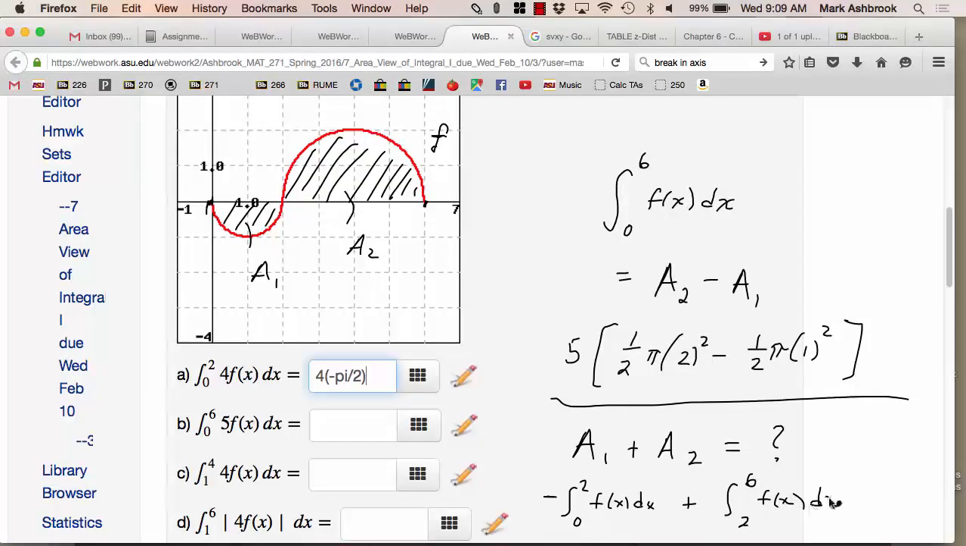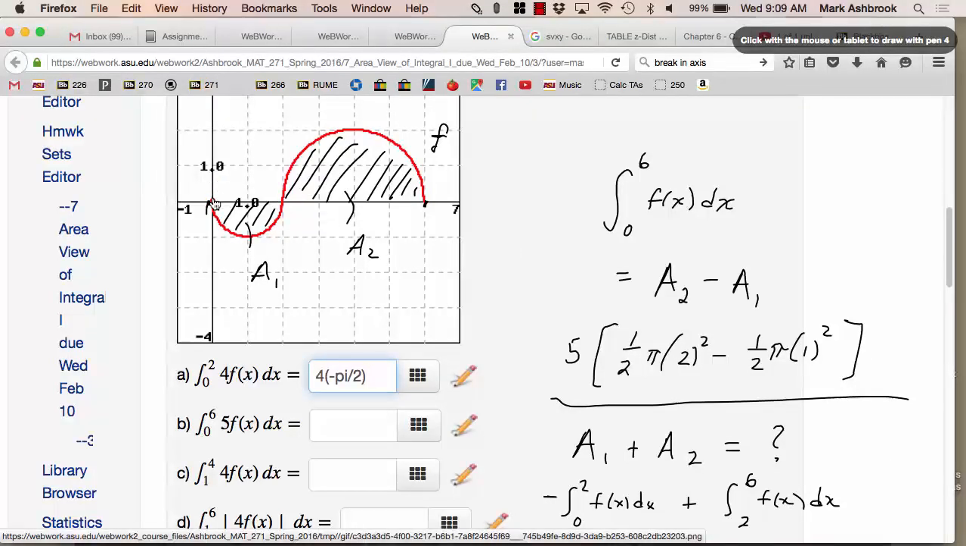Do you see that that will truly calculate the sum, the total area? That expression right there. Because the area A1 would be the opposite of the integral, because the integral gives us a negative value. So take the opposite, that would give us A1. And then A2 is simply, since the curve is in positive territory there, just from 2 to 6. That's one way to do it. What's another way to do it?